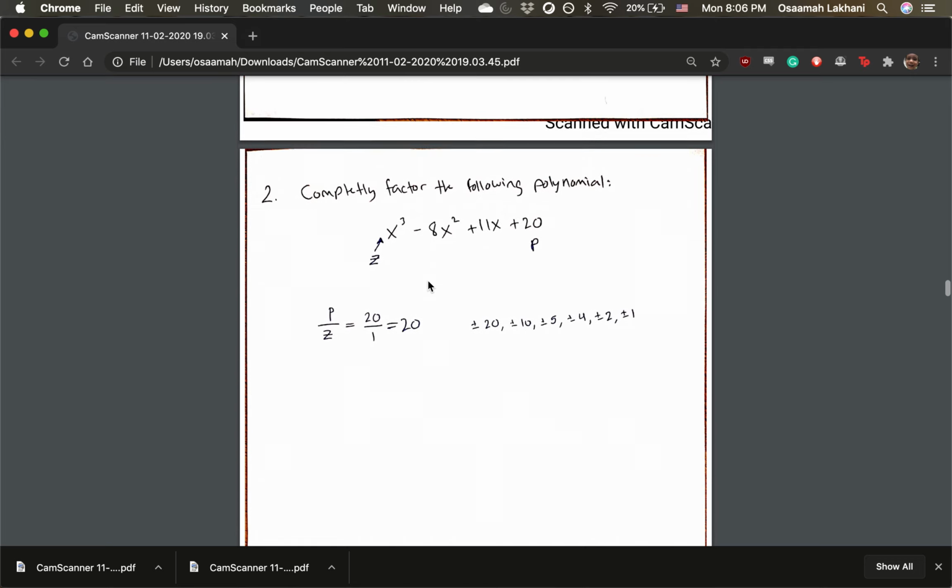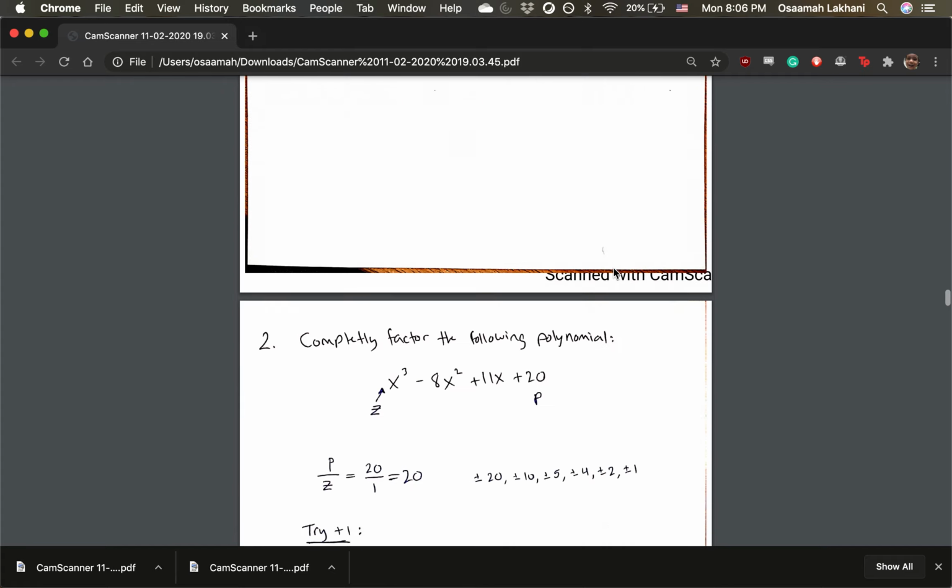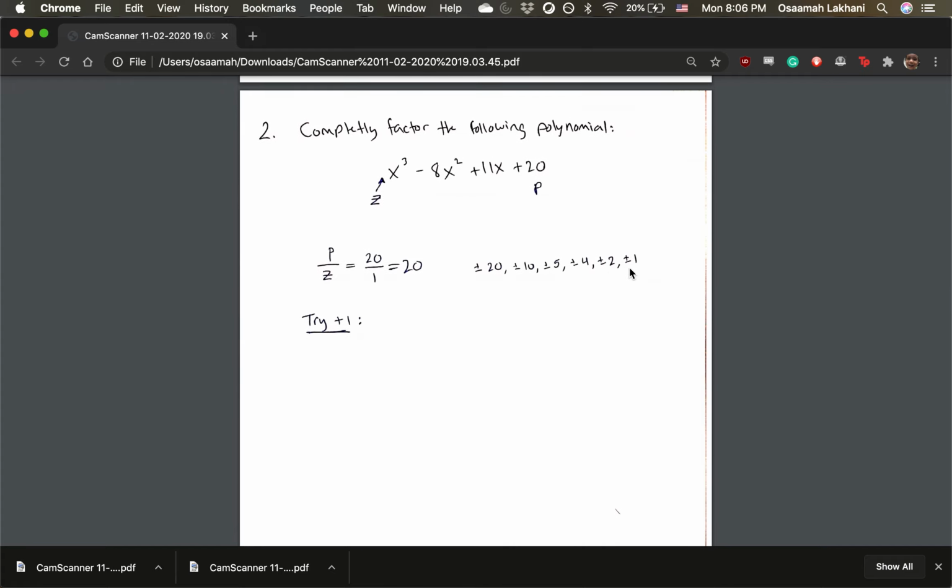All you do is put p over z, so that's 20 over 1, which is just 20. From there you figure out the factors of 20, and the factors are plus minus 20, plus minus 10, plus minus 5, plus minus 4, plus minus 2 and plus minus 1. Once we found those factors, we can start trying them out. I suggest starting from the smallest one, which is going to be 1. Try the positive one, then try the negative one, and then move on to the 2 if those don't work.